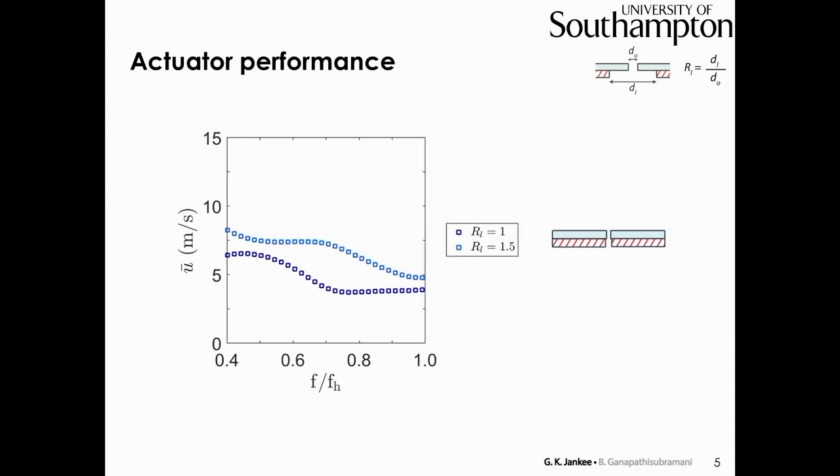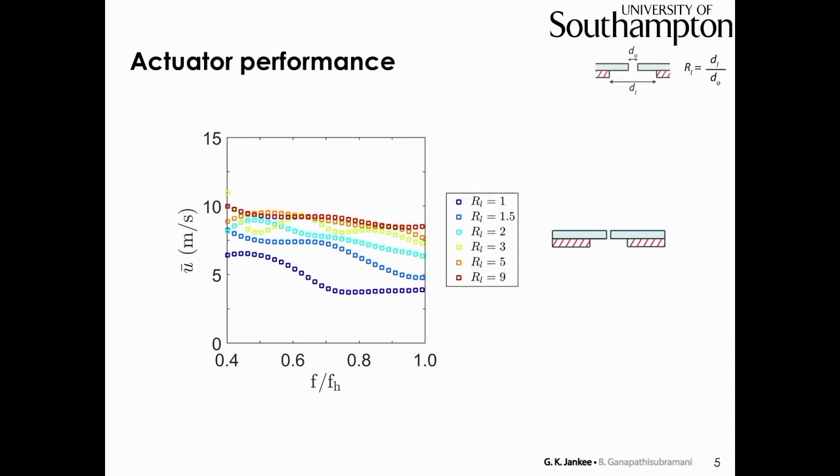If we change the lip ratio, what happens is we end up with an increase in velocity, up to a certain point, which we found was a lip ratio of 5, beyond which any increase in lip ratio does not really improve the performance of the actuator. So why does this happen? Why do we get such a trend?